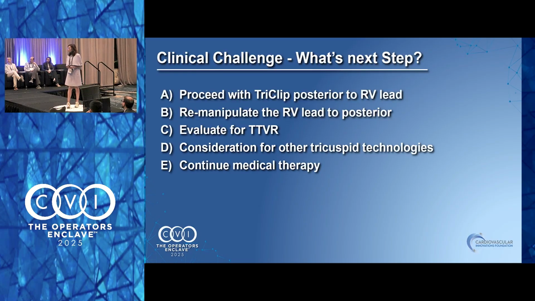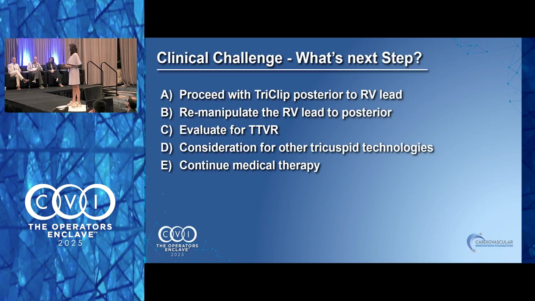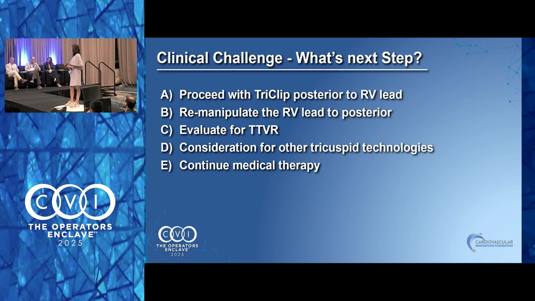We don't find manipulating the lead helpful. I mean, you're left with as much TR. I think for T-tier it might make a difference. For TTVR, we have not found that to be important to deal with the lead a priori to the procedure. Okay, so you would just do TTVR and just jail it?